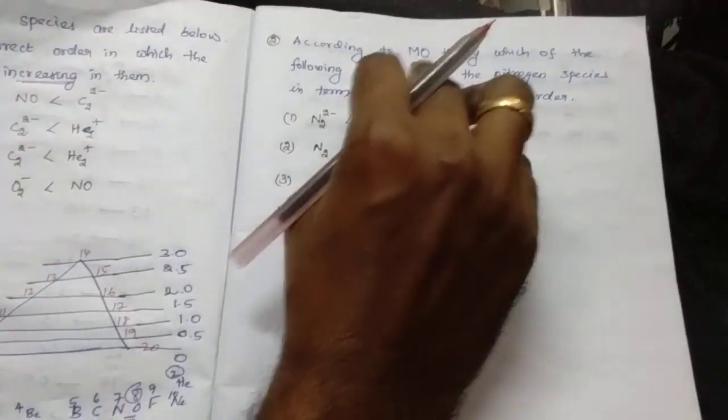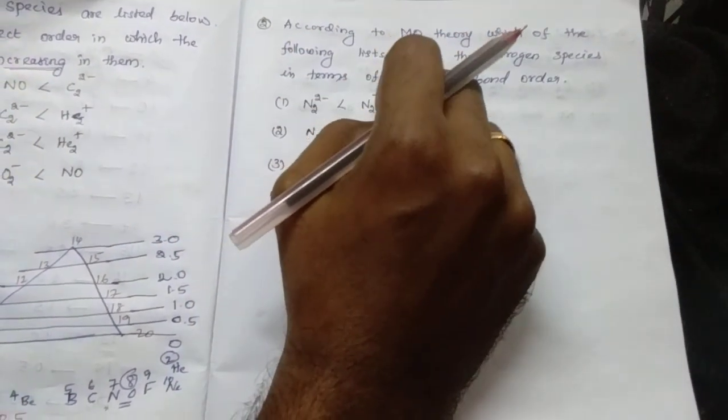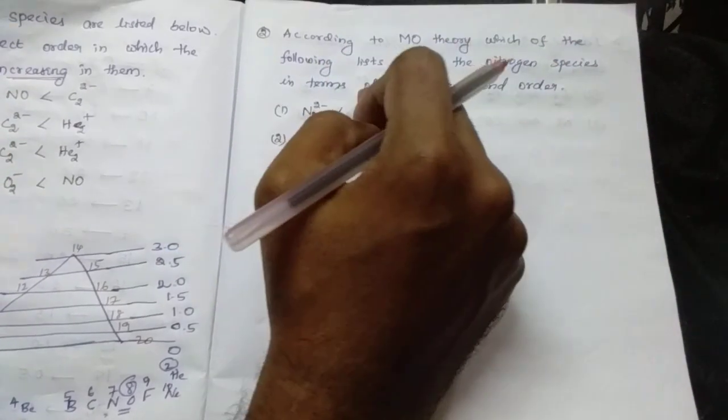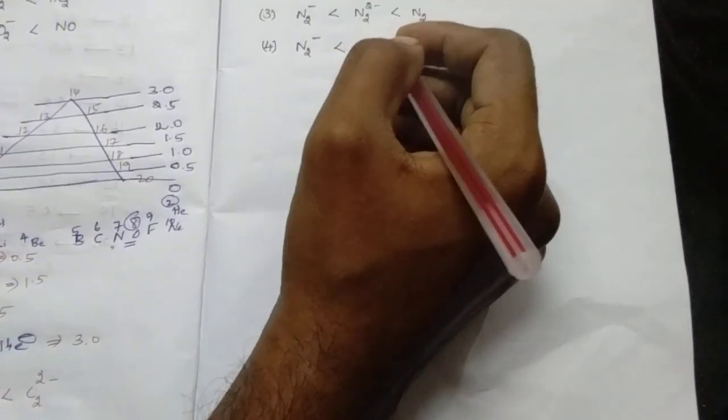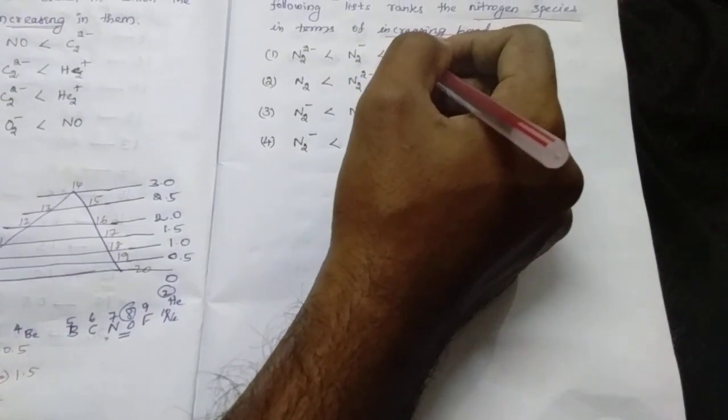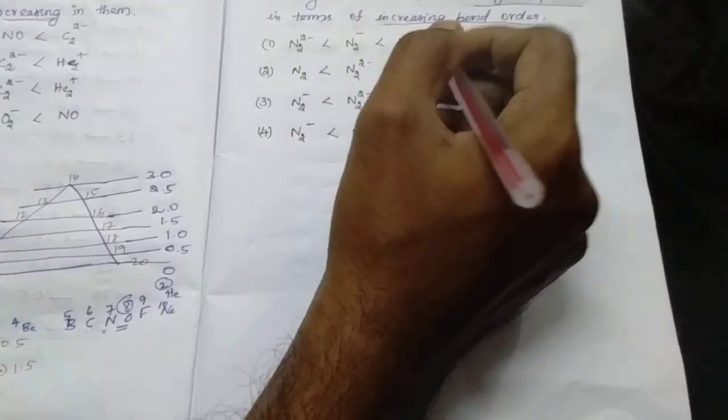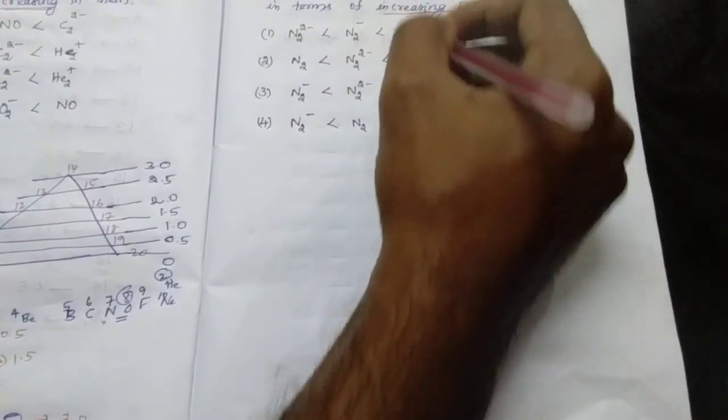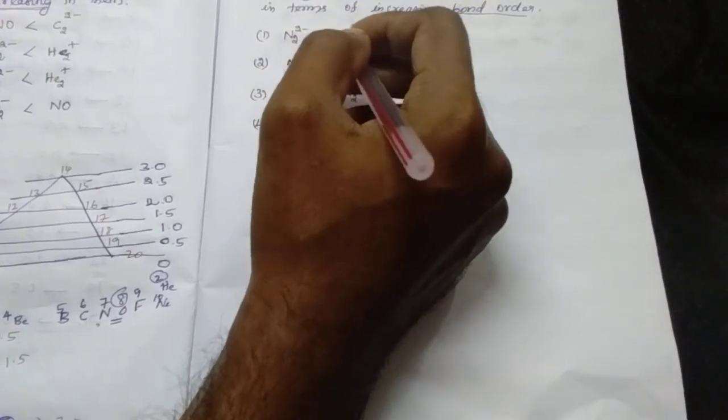Next, according to molecular orbital theory, which of the following lists ranks the nitrogen species in terms of increasing bond order? So here they ask for increasing bond order, and they give the nitrogen species. We know nitrogen has bond order 3. So based on the trick, we can directly eliminate some options, this and this. For the other species we can't directly answer, so we need to calculate the total electrons.